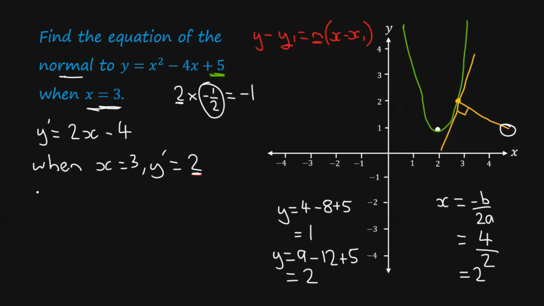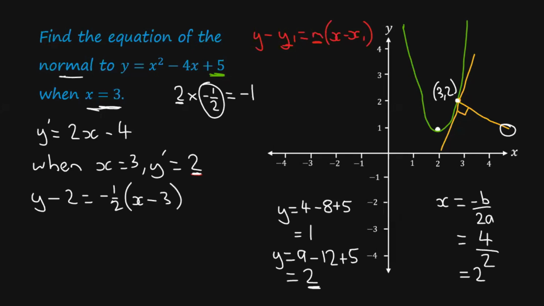So let's do that. Let's go y minus, and we've got our y value, which is 2. We worked that out earlier. I might even just put this up here. So it's going to be 3 and then 2, that coordinate just there. So it's going to be y minus 2 equals, and here's where we put our gradient for the normal, -1/2, and then x, and we put our x value, which is 3. So x minus 3, like that.